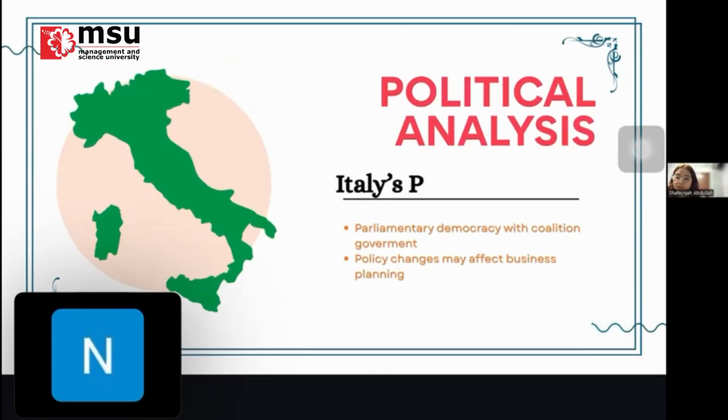Next, for political analysis, Italy's political system is a parliamentary democracy with a coalition government, meaning several political parties work together. Because of this, policy can change more often, which may create uncertainty for business planning and long-term investment.